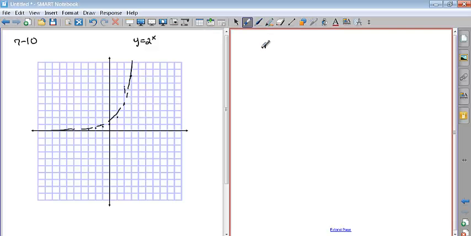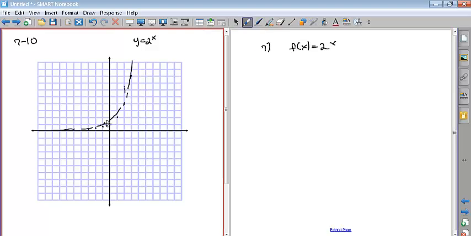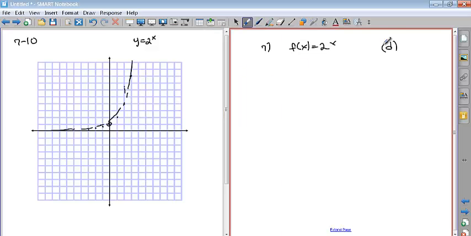So those are the parent function. So the first one, 7, is just f of x equals 2 to the x. So if we look at the 4 pictures, the key thing to look for here is the y-intercept, which is 1. And if you look at all those, you see that the only one that has this shape, which is small towards negative infinity and large towards positive infinity, is D. So D is 7.